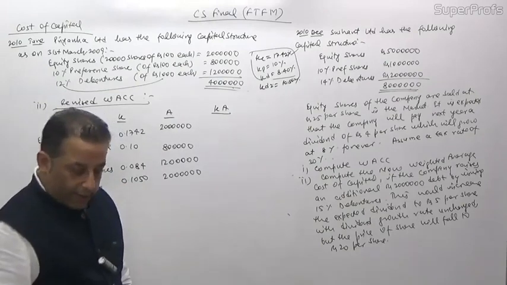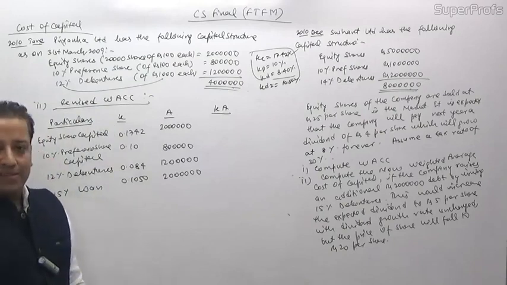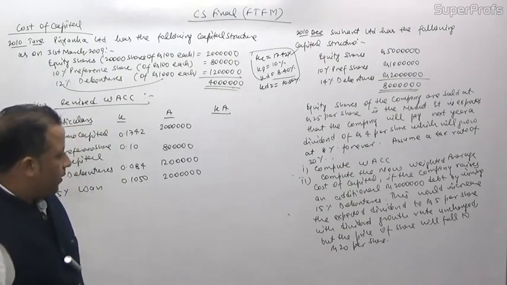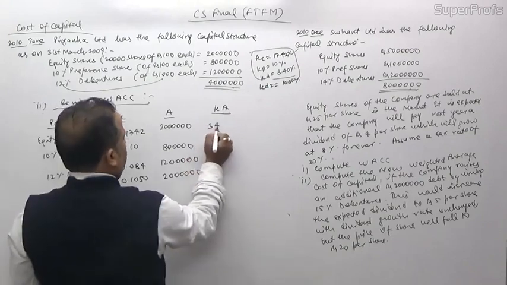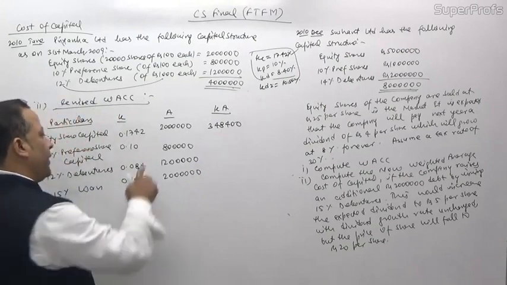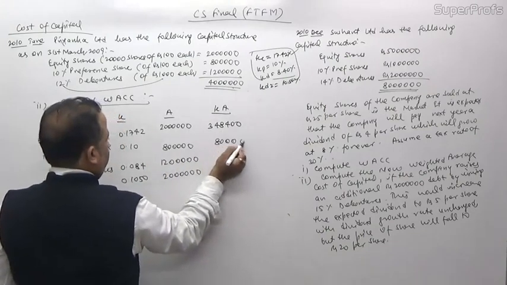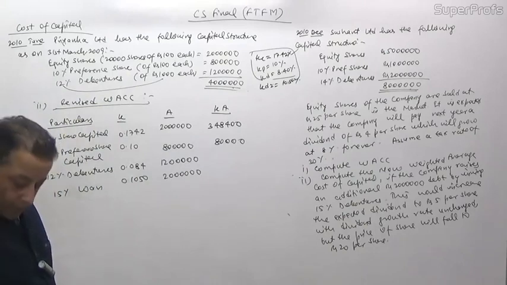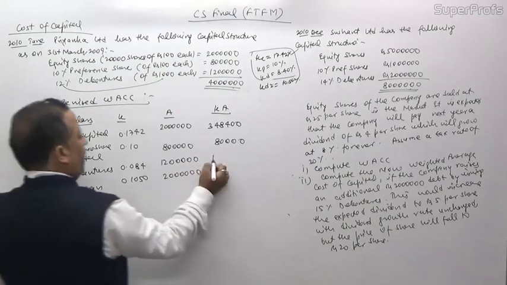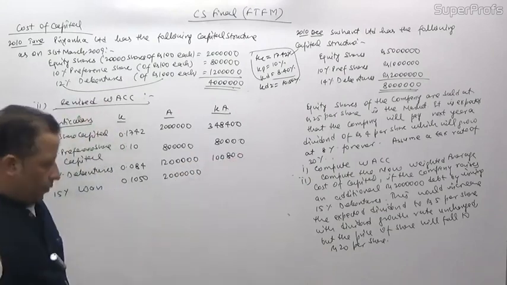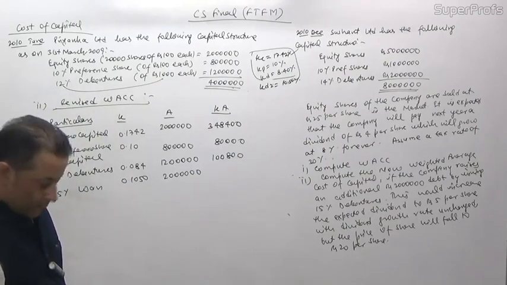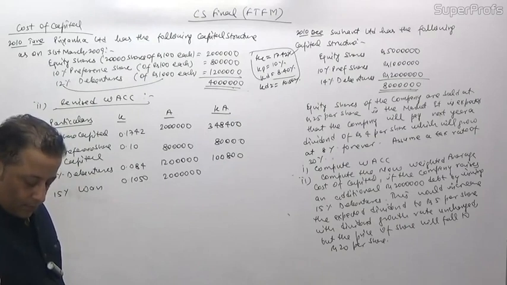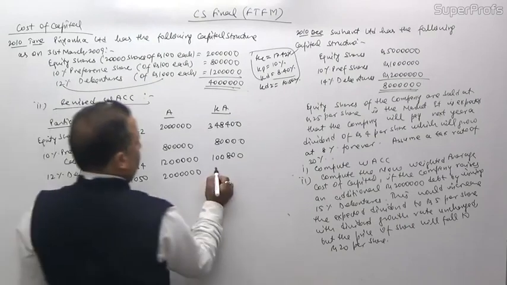So 20 lakh multiplied by 0.1742 is 3,48,400. 8 lakh multiplied by 0.10 is 80,000. 12 lakh multiplied by 0.084 is 1 lakh 8,000 and 20 lakh multiplied by 0.1050 is 2 lakh 10,000.